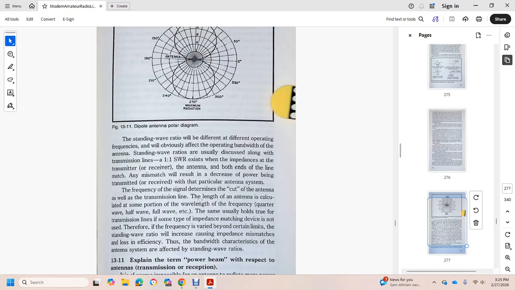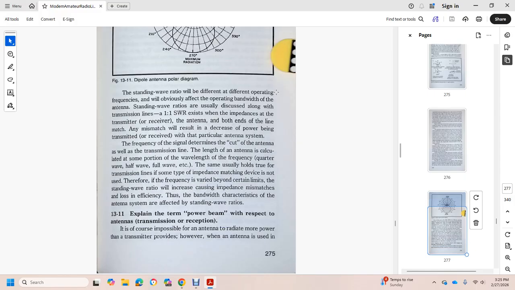Usually, with the transmission line, some type of impedance matching device is used. If it is not used, then with the frequency varying over the medium, the standing wave ratio will increase, causing impedance mismatch and loss of efficiency. Those are the bandwidth characteristics of the antenna system and the effect of the standing wave ratio.